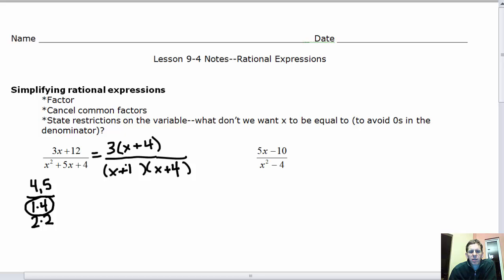Once you've come up with common factors, we'll cancel common factors. That would be the x plus 4 and the x plus 4. And this simplifies into 3 in the numerator over x plus 1 in the denominator.